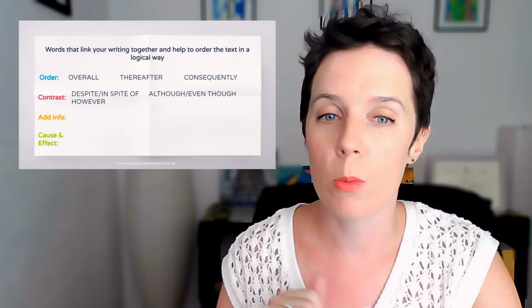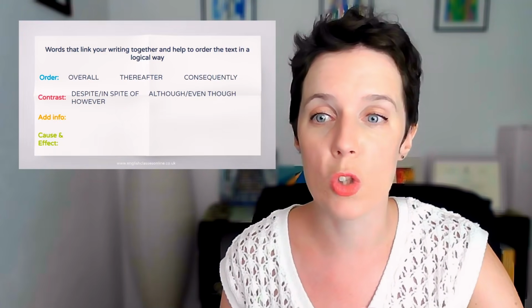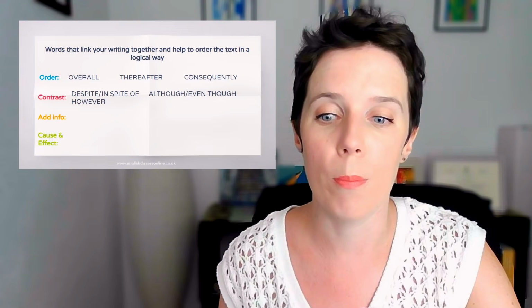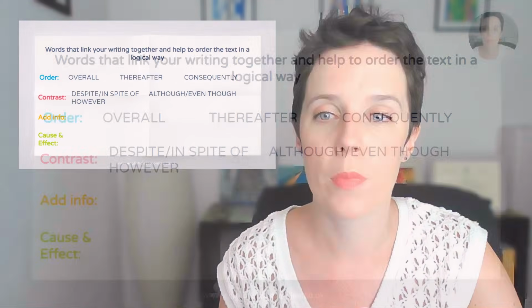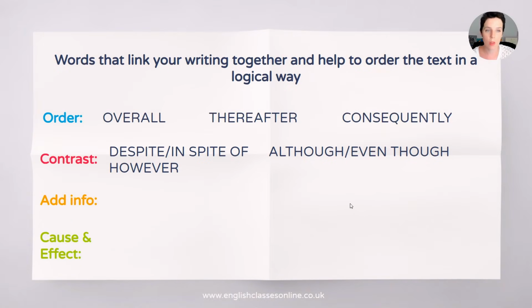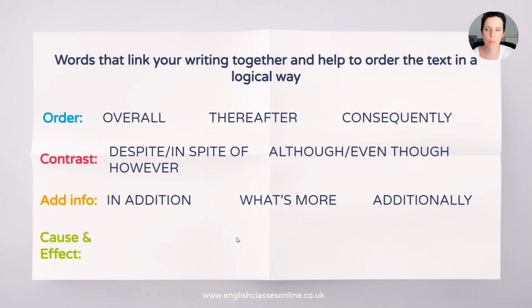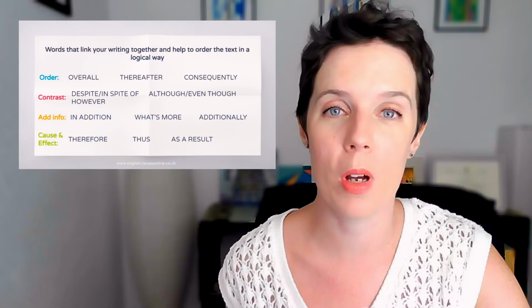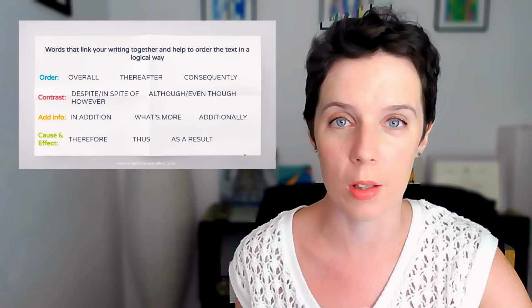We have linking words for contrast, okay, despite, in spite of, although, even though, however. So anytime you need to contrast an idea, you can use that. To add extra information or another idea, in addition, what's more, additionally, and to show cause and effect, therefore, thus, as a result. So as you can see, we do have quite a lot of linking words in English.